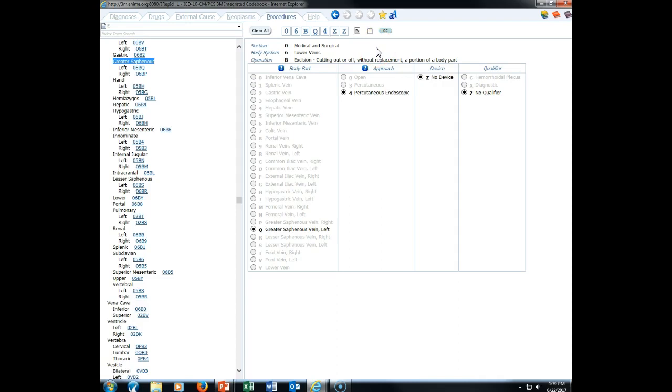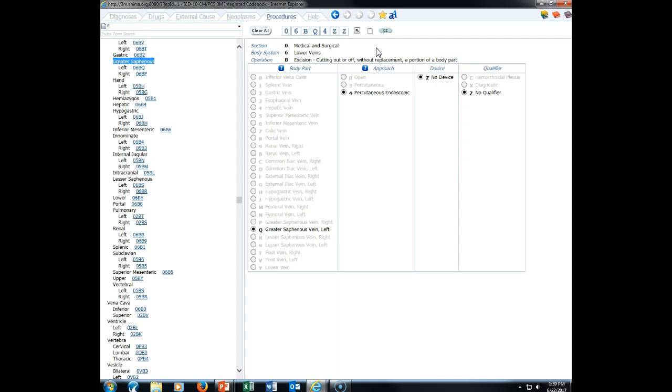Now, the next root operation that we're going to look at is dilatation. And this is actually when we expand or we dilate an orifice or the lumen of a body part. And the lumen means the inside of the body part. And the intent of this procedure is to make it larger. And so they can accomplish this either within the lumen of the body part or outside the lumen of the body part, intraluminal or extraluminal.